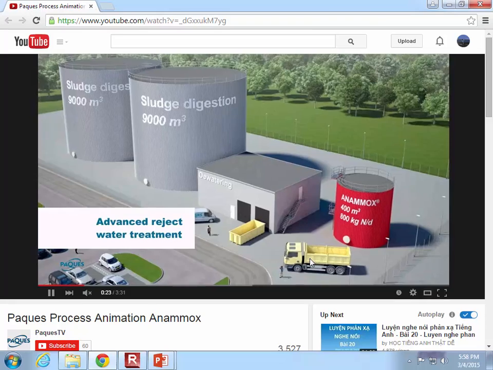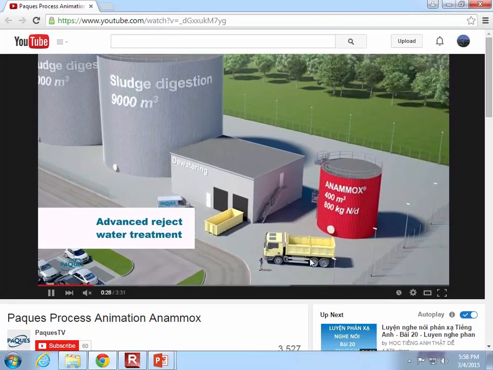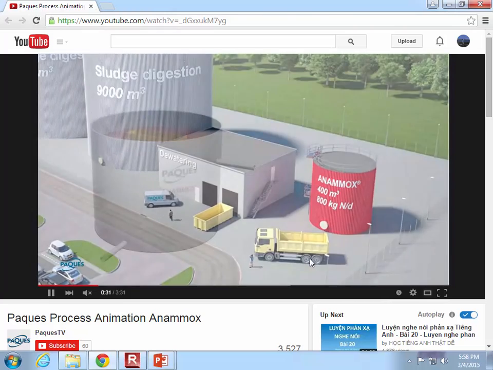This process takes a while to get started, and so usually they'll seed the reactor with existing ANAMMOX bacteria flocs.